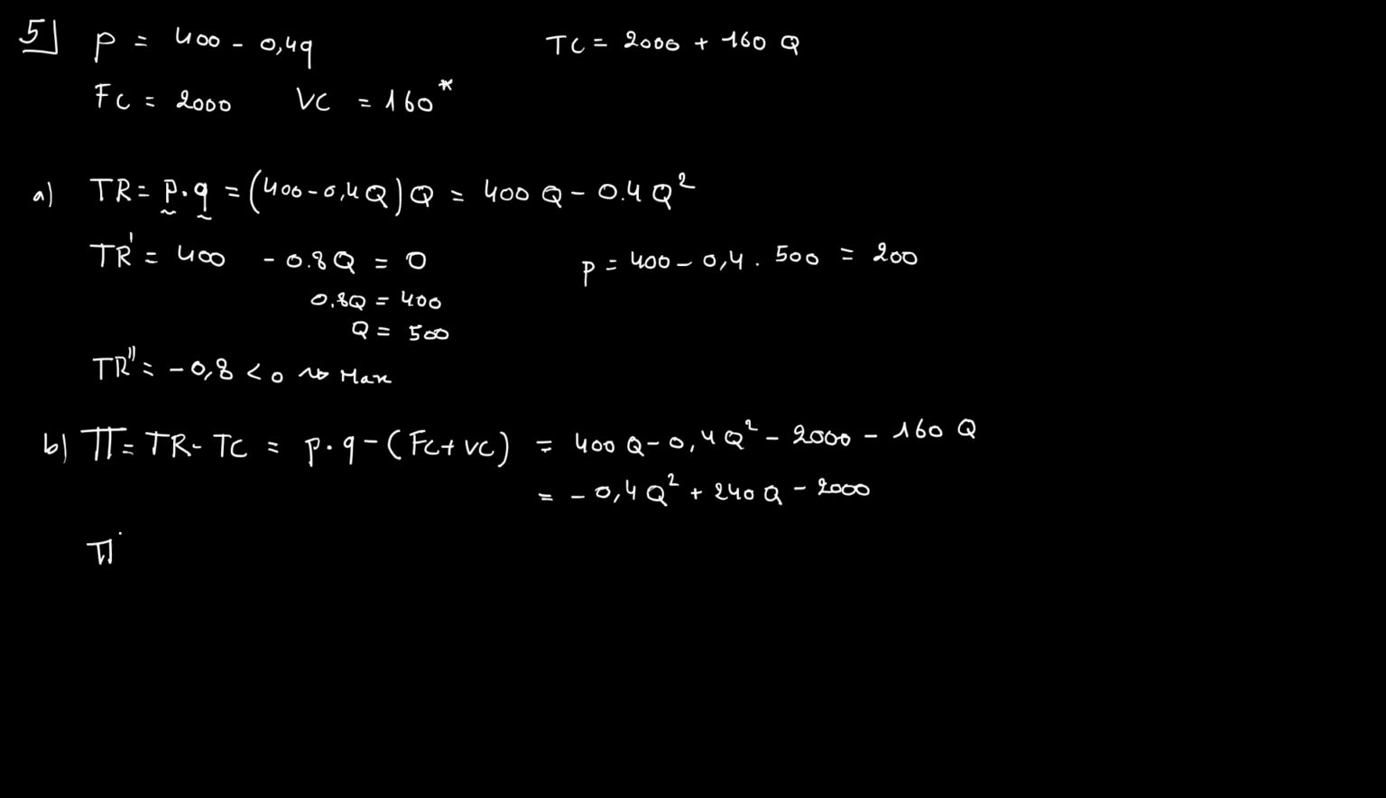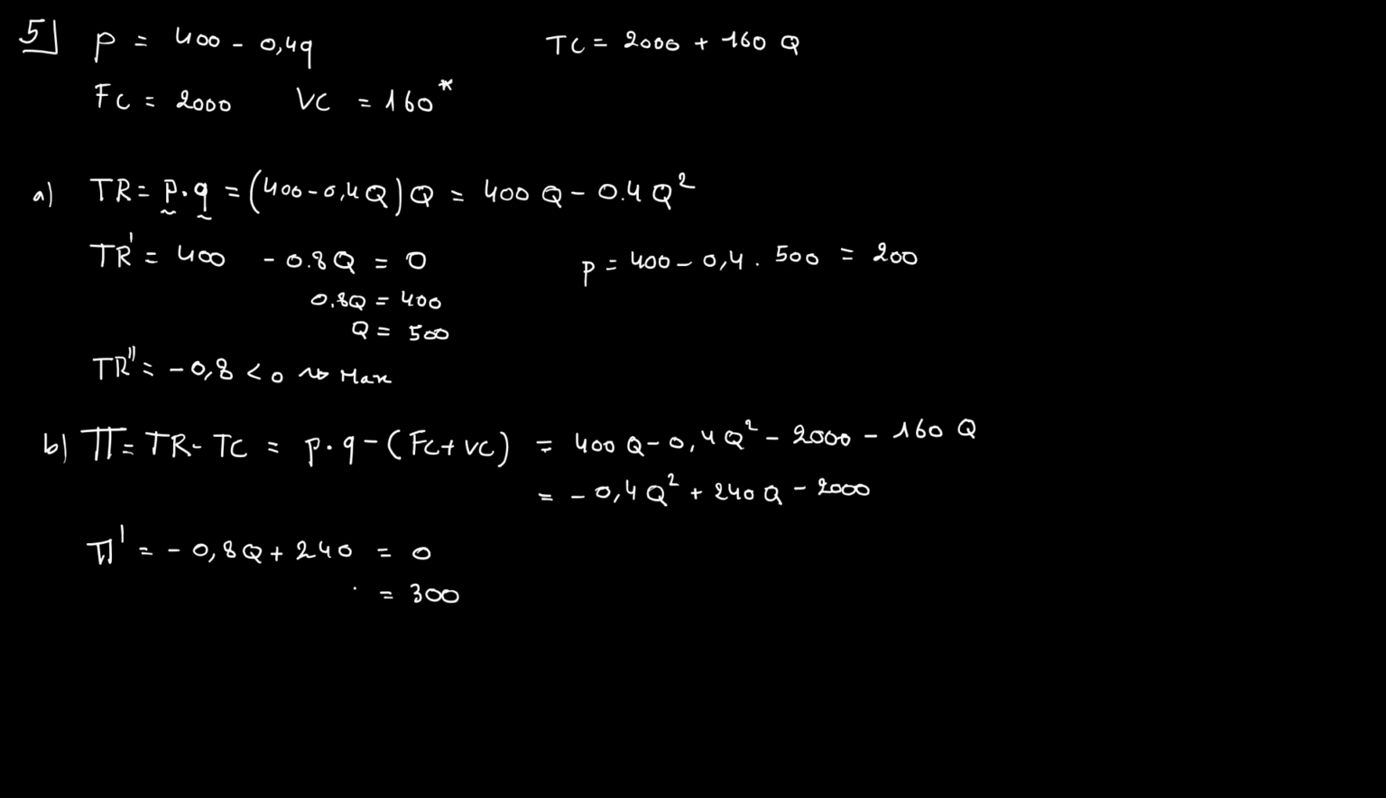Again, we just take our derivative of this. The derivative would yield us minus 0.8Q plus 240. And what else do we know about it? It needs to be equal to 0 at that point. So in other words, it tells us that Q needs to be equal to 300.